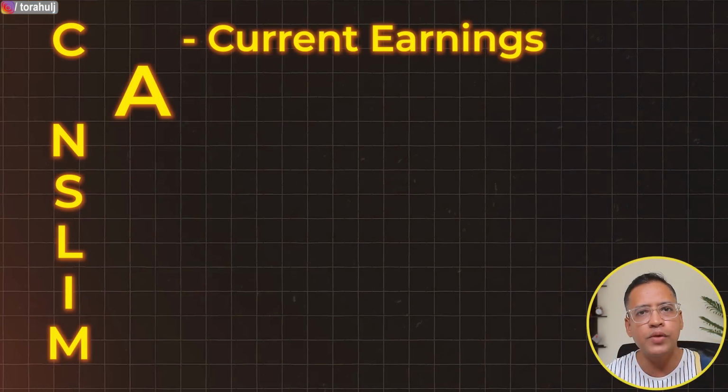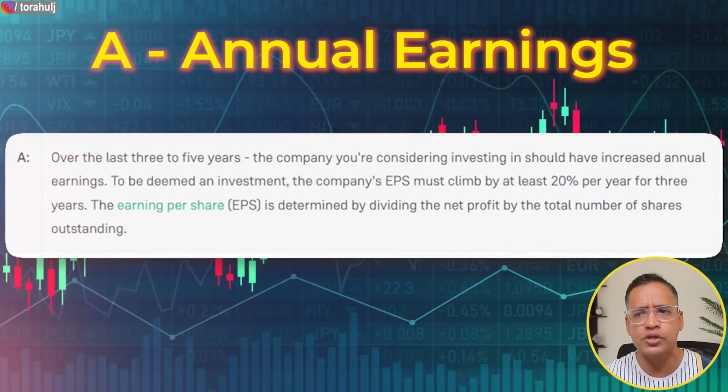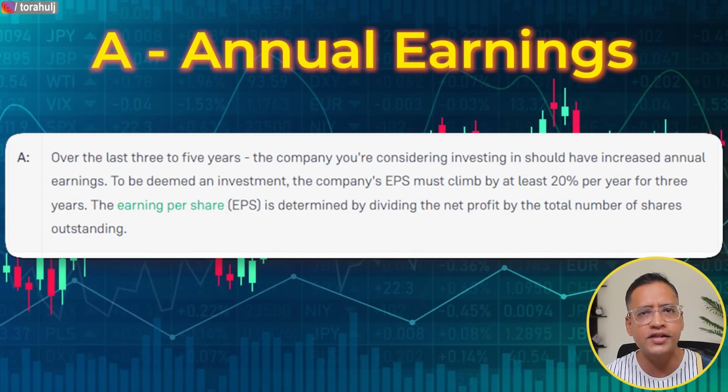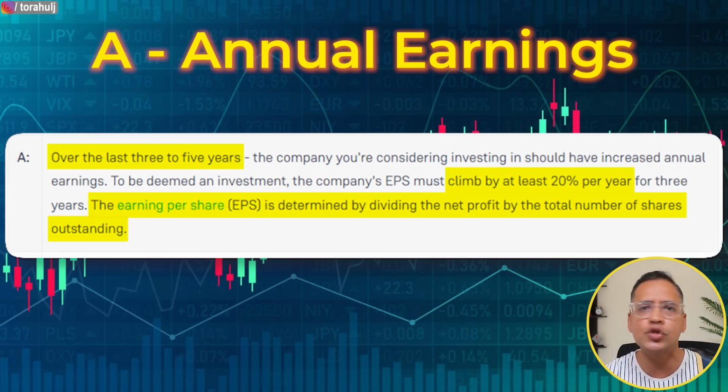Now the next criteria, the next letter is letter A, which means annual earnings. Now what William was saying is that it might be possible that one quarter, for whatever reason, a stock might have given 20% of EPS. You can't really look at that in silos. What you need to do is look at the earning per share growth in the last minimum 3 years or 5 years, and you need to make sure that it is also higher than at least 20%, right?